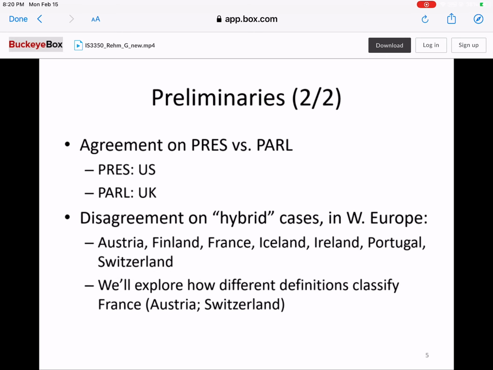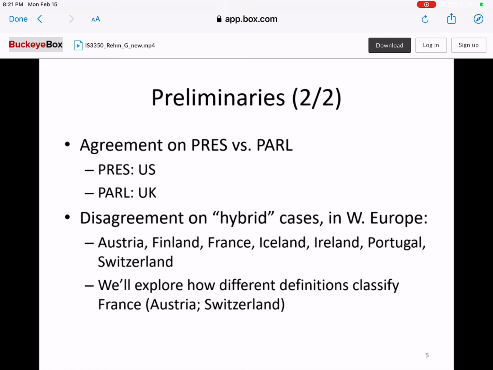So the easy part is to find some countries that are clearly presidential and some countries that are clearly parliamentary. The easiest case for most of us of a presidential system is the US. And the easiest case is the UK as the best example or an excellent example of a parliamentary system. And virtually all scholars agree that the US is a presidential system and that the UK is a parliamentary system.